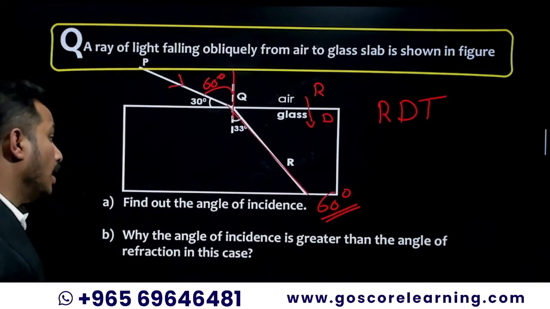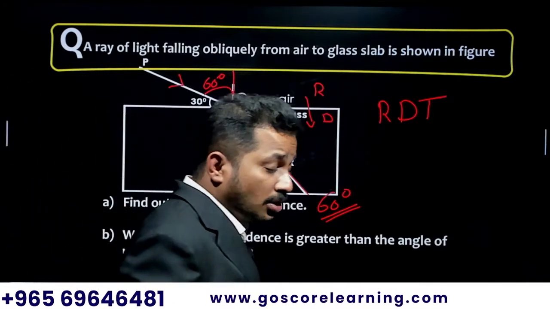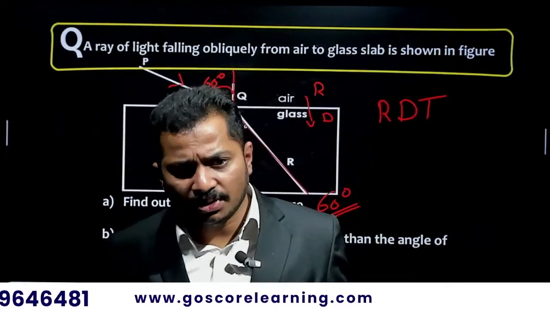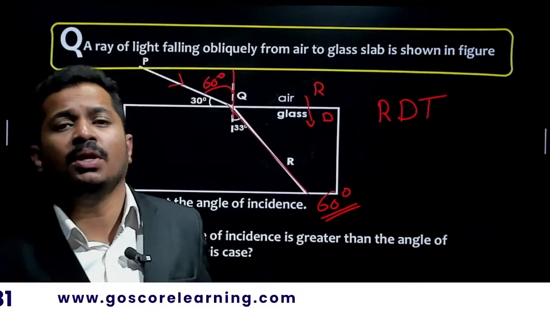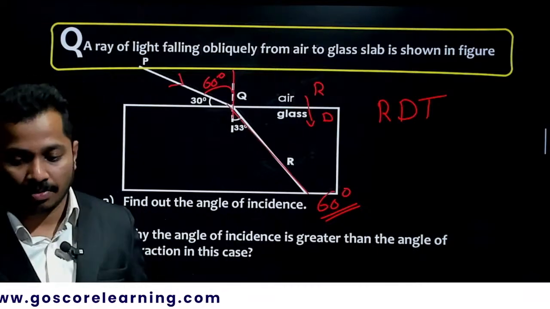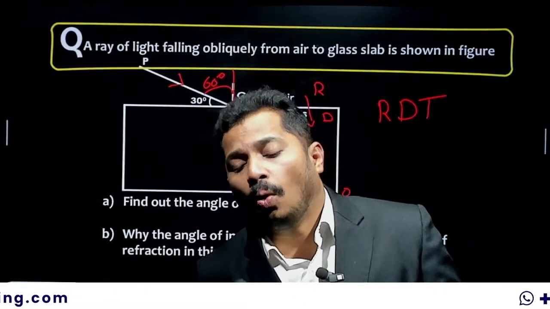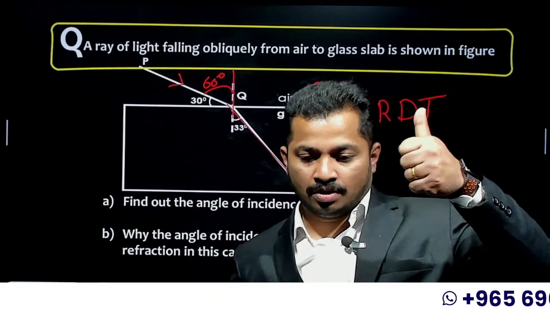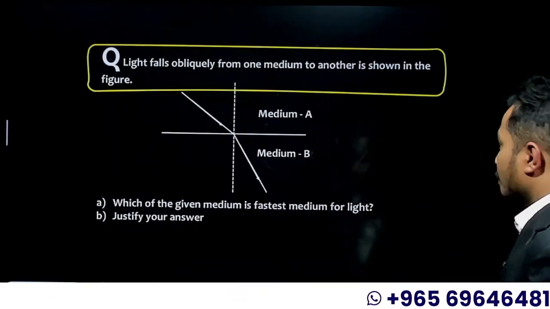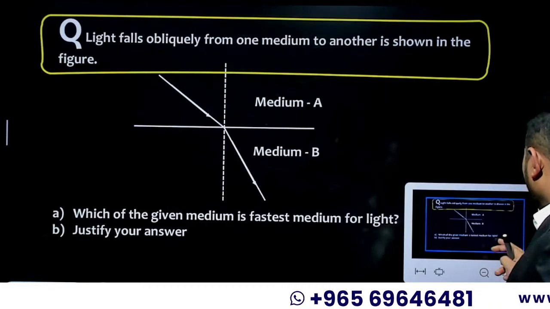Why is the angle of incidence greater than angle of refraction in this case? Because it is traveling from air to glass, which is traveling from rarer medium to denser medium. So it will deviate towards the normal. Refracted ray deviates towards the normal. Fine.